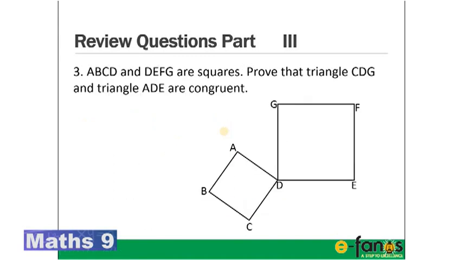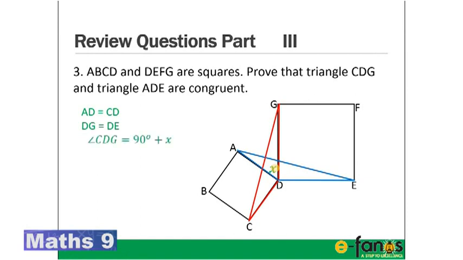3. ABCD and DEFG are squares. Prove that triangle CDG and triangle ADE are congruent. Pause the video whilst you work it out. Here's the answer. Let's label this angle x. Here's triangle CDG, and here's triangle ADE. AD equals CD, DG equals DE, and angle CDG is 90 plus x, and angle ADE is also 90 plus x, so they are congruent by SAS.